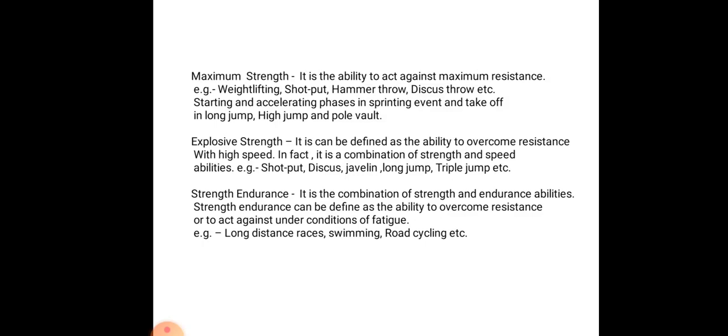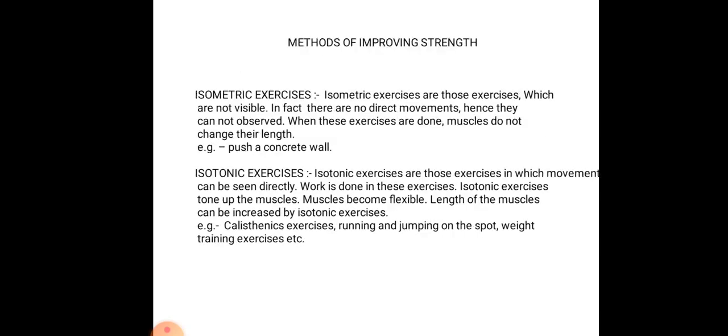Next, we talk about the methods. For improving strength, there are three methods: first isometric exercise, then isotonic, then isokinetic. First let's discuss isometric. What is isometric exercise? Isometric exercises are those exercises which are not visible.